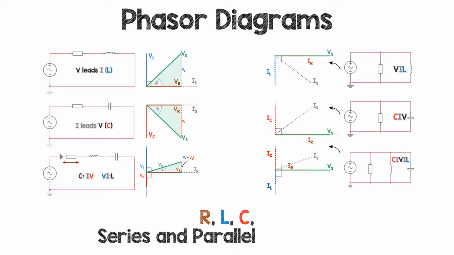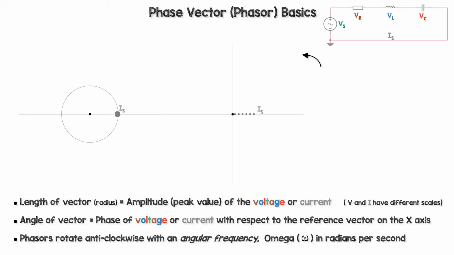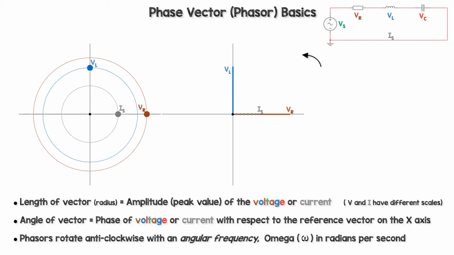This video will show you how to draw pretty much every phasor you'll come across in electronics, and I hope you enjoy watching. With phase vectors or phasors, the length of the vector, or the radius as I've shown it here, is the amplitude or peak value of the voltage or current. But don't forget that voltage and current have different scales.